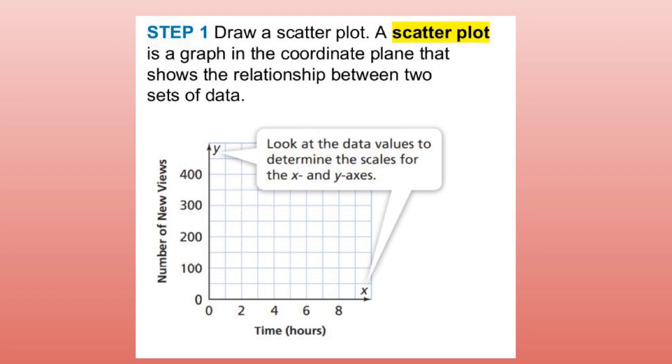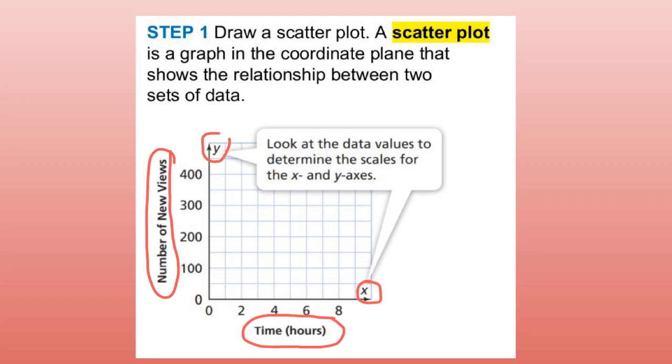So in order to draw our scatter plot, we're going to have just quadrant 1, which makes sense. We're not going to have any negative time or negative views. We're going to make sure we have our independent value, time, on the X, our dependent variable, number of views, on the Y. And then looking at our data helps us to determine what we're going to count by.